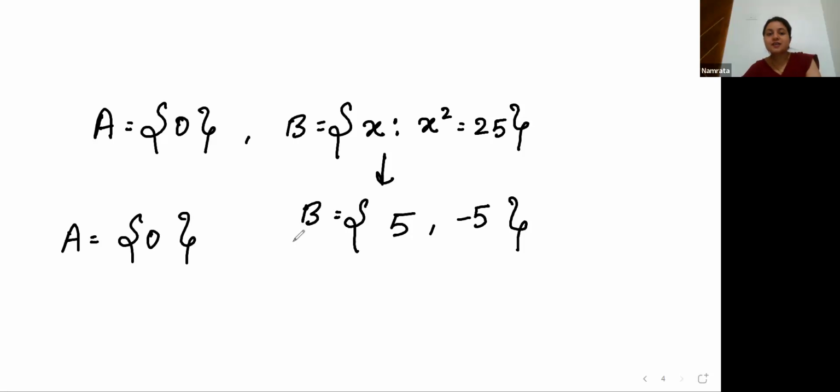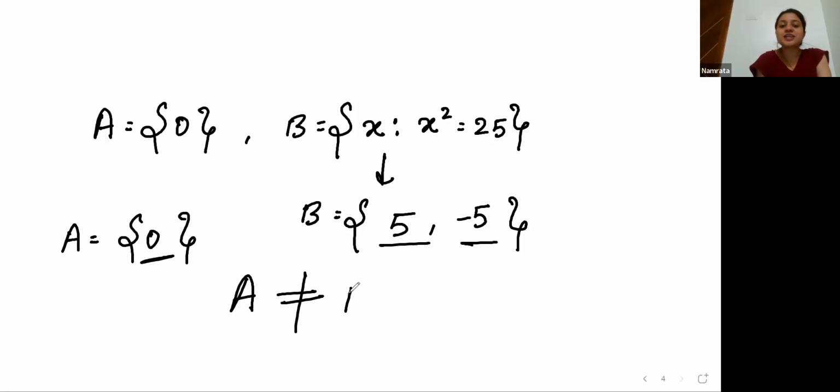Now we have to check whether these two sets are the same, equal or not. So what does the definition of equal sets say? Each and every element of A must be present in set B. Here 0 is there, but in set B there is no 0, right? So we can say set A is not equal to set B.